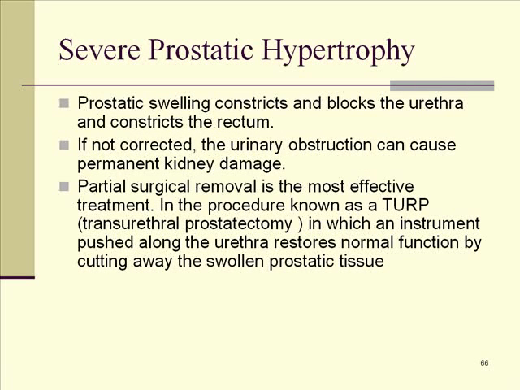In severe prostatic hypertrophy, swelling constricts and blocks the urethra. Remember, the urethra passes through the prostate gland. If it's not corrected, the urinary obstruction can cause permanent kidney damage, and certainly can cause enlargement in the ductal system leading from the kidneys. There are the ureters, and there is a portion of the kidneys called the calyces. Don't have to know about that right now, but they will swell and dilate and cause significant dysfunction in the kidneys. So partial surgical removal is the most effective treatment.